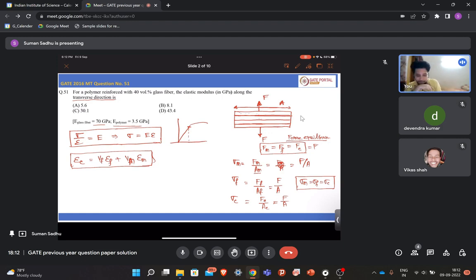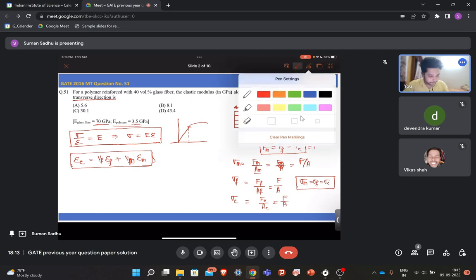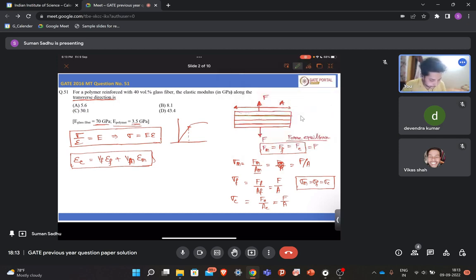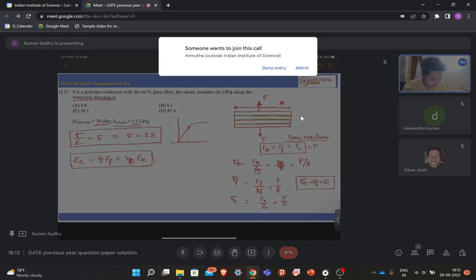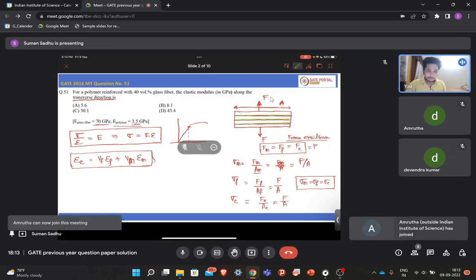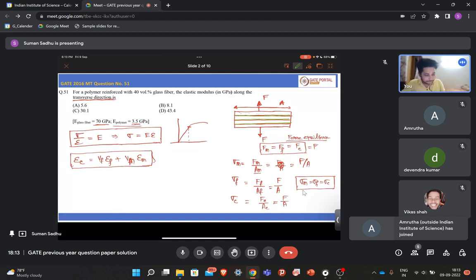So you can see that the elastic modulus of the fiber is more as compared to the matrix. Now you can load this composite structure in two directions, either in the transverse direction or in the longitudinal direction. Here in this question they ask in the transverse direction. So when you are loading the composite in the transverse direction, let's say these are the glass fiber. The force on the matrix should be equal to the force on the fiber. Otherwise what will happen? These will get separated, that means failure occurs, right?